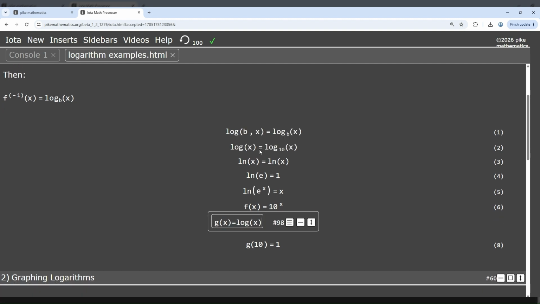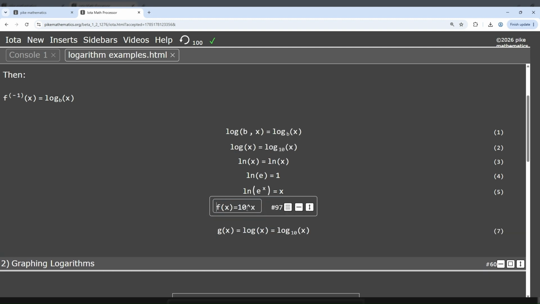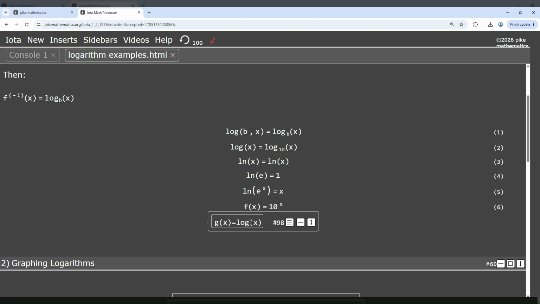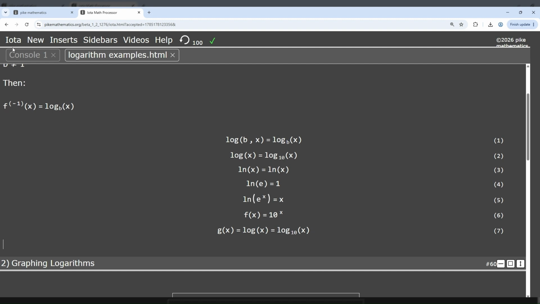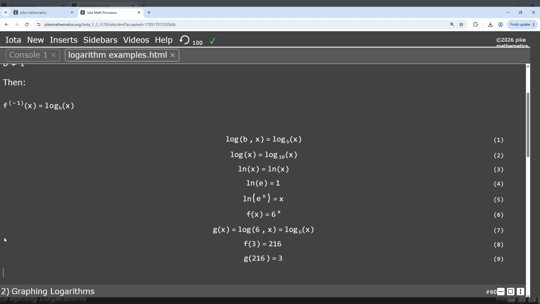Okay. Let's try something a little different. Let me delete these guys. And then I'm going to change the base here. All right, so I made those changes. So now I got to hit refresh. I changed the base to 6. So what if I have f of 3? What does that give me? 216. So if I take g of 216, I would hope to get 3 back. Let's see.